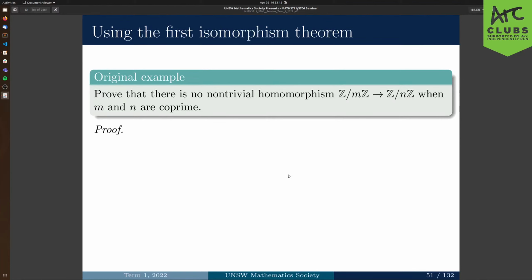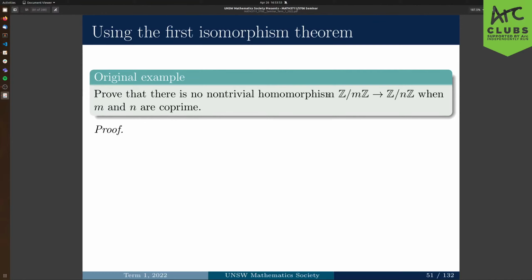So let's use it to prove that there is no non-trivial homomorphism from Z/MZ to Z/NZ when M and N are coprime, i.e. when they don't share any factors other than 1. Why would I even think about using the first isomorphism theorem here? It doesn't talk about an isomorphism, and I'm not given a homomorphism to apply. Well, if I want to prove that the homomorphism, if there was one, was trivial, I need to prove that its image is just a single element. It's just the identity, right?